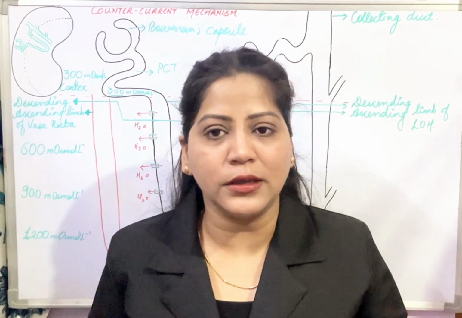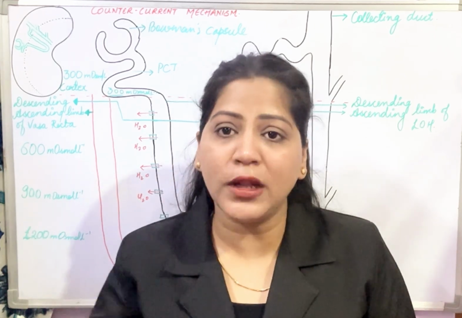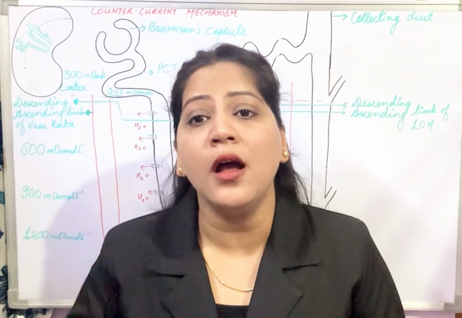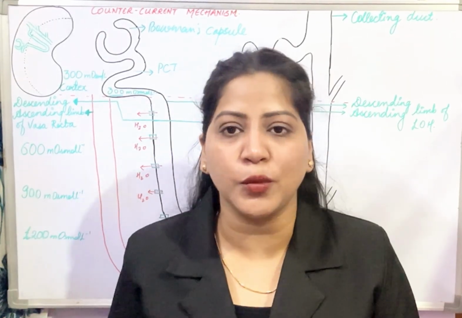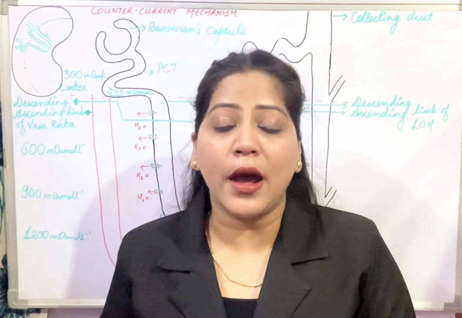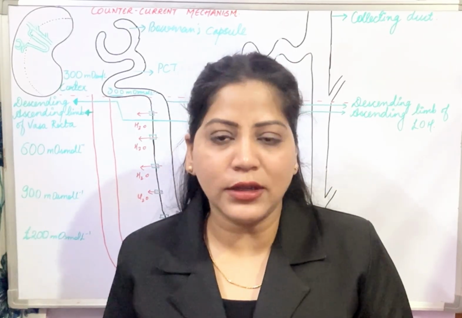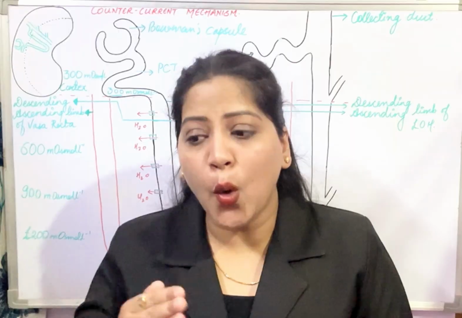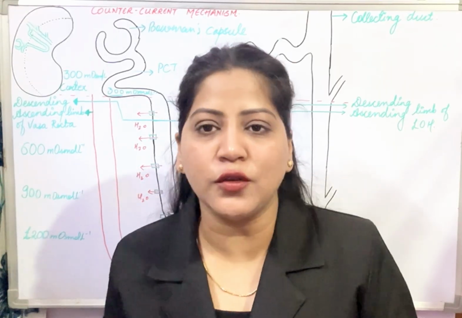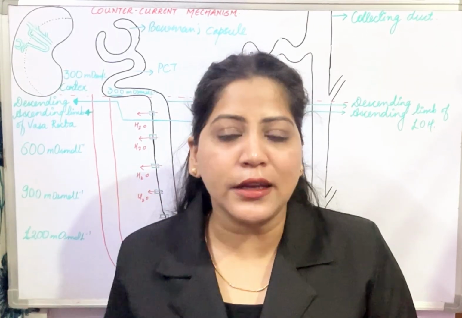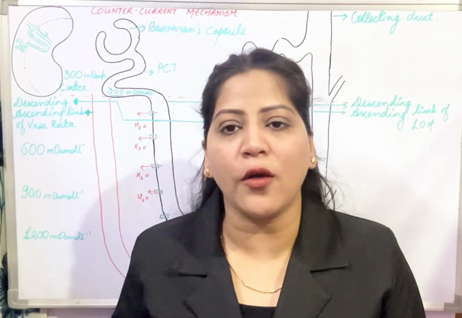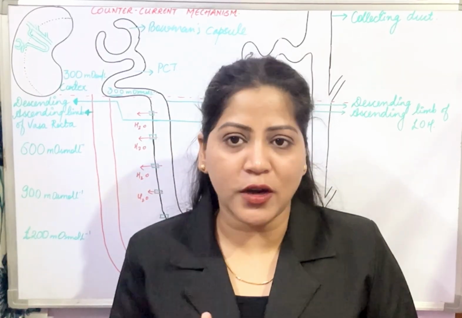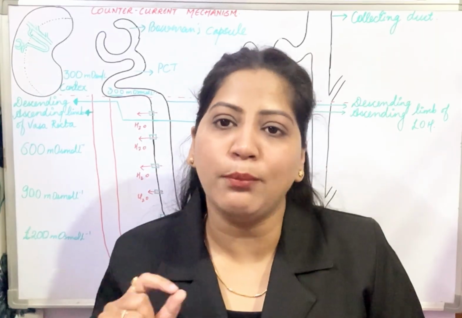Now, my dear students, this mechanism has two steps or two processes. One is counter current multiplier, which actually creates the concentration gradient, which eventually will produce hyperosmotic urine. Another step of this mechanism is counter current exchanger, which only helps to maintain the concentration gradient in the interstitium fluid of kidney. Right? So we have two steps of this mechanism. Let's discuss the first one, that is counter current multiplier.